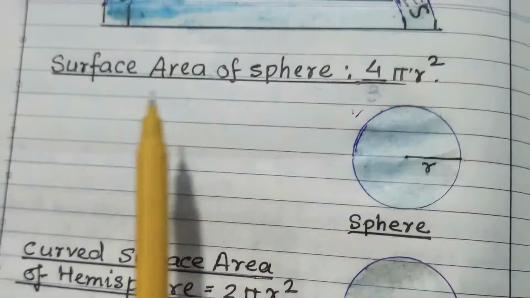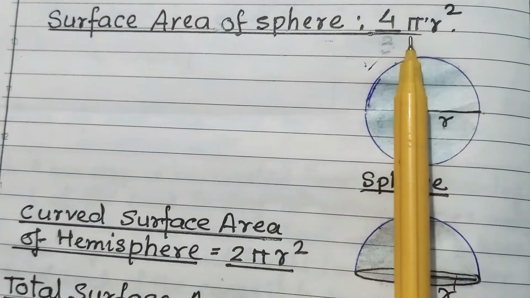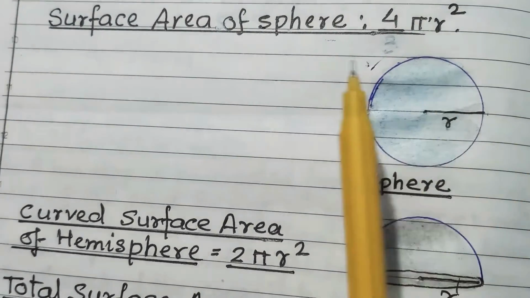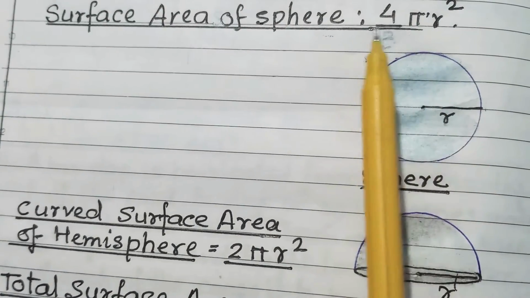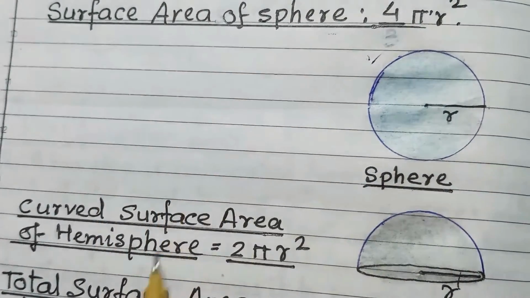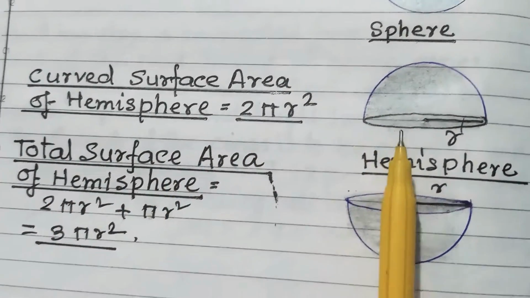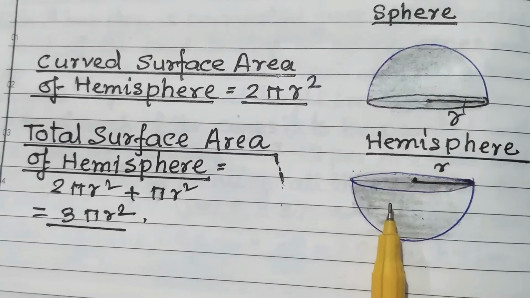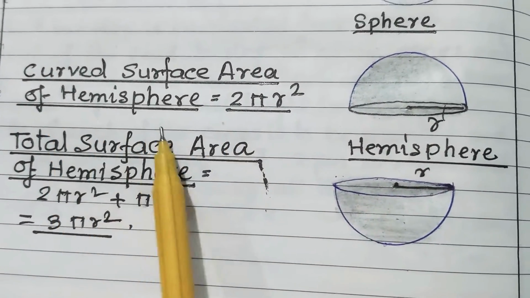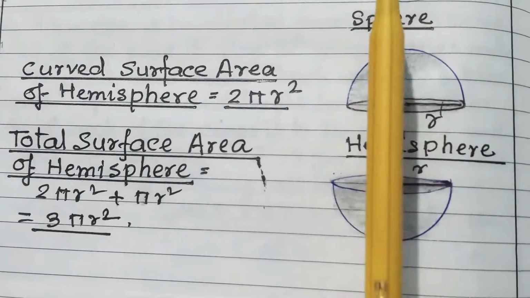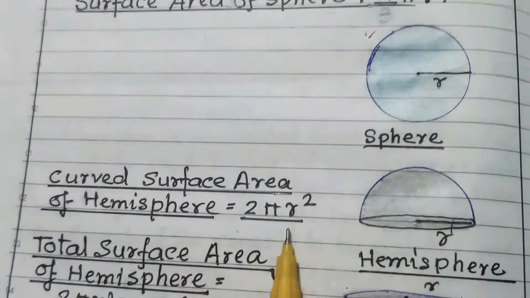In the figure, the surface area of a sphere is 4 pi r square, where r is the radius of the sphere. Now, the curved surface area of a hemisphere, half of the sphere, either in this way or in this way we can keep our hemisphere. The curved surface area of a hemisphere is 2 pi r square, because for the sphere it is 4 pi r square, and its half means 2 pi r square.